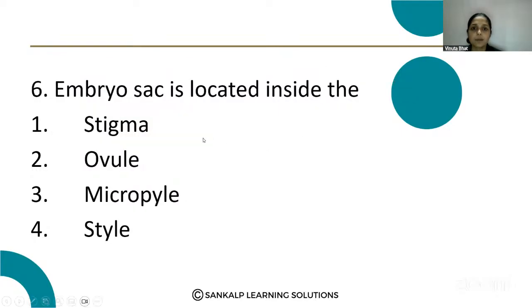Next question. Embryo sac is located inside the stigma, ovule, micropyle and the style. Embryo sac is located inside the what? Yes, embryo sac is located inside the ovule.